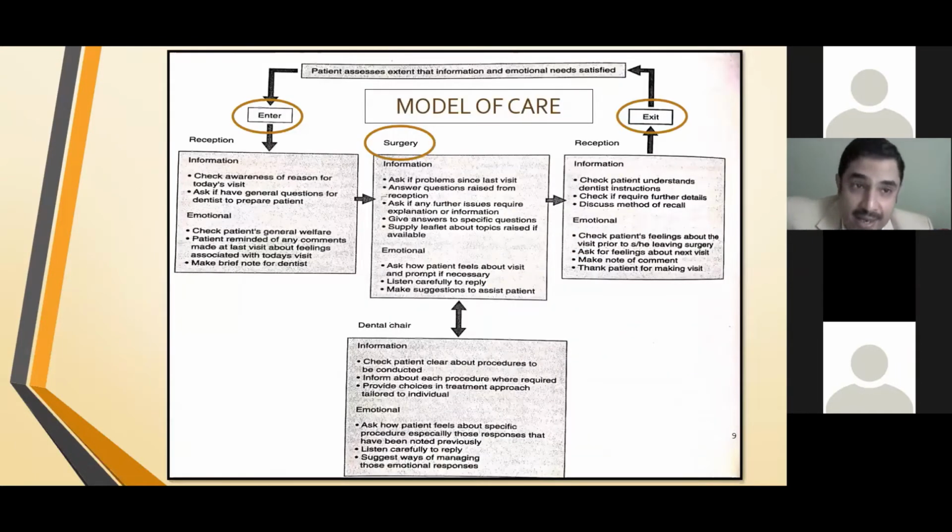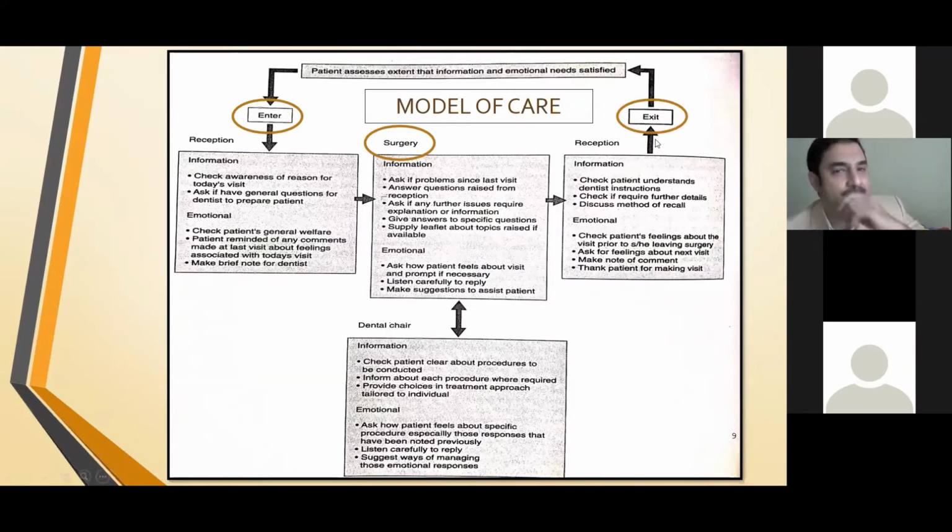All right, so now let's have a look at this model of care, right? Again, science has given us the model. Science has provided us with all the information that we need. It is just that we are not reading enough, all right? So I pulled out this model from a book, and this model tells us about the information and the emotional support that you can provide to the patient, right? So you have to provide the information and your emotional support at entry, during surgery, and also at the exit.